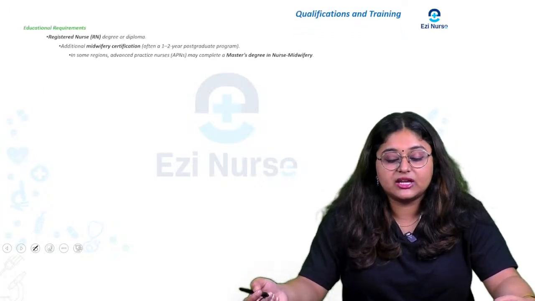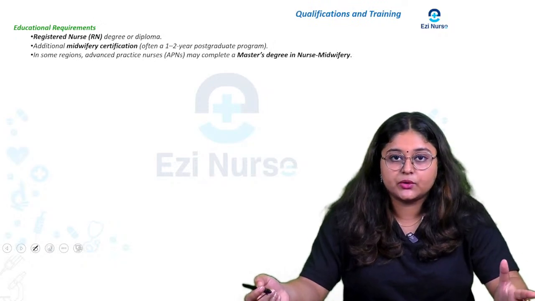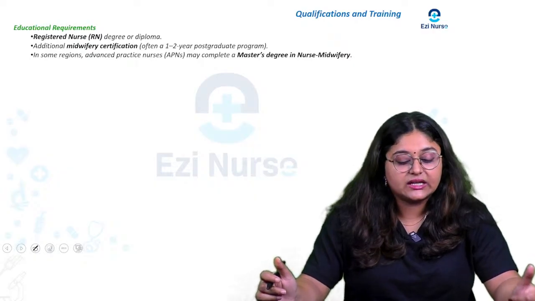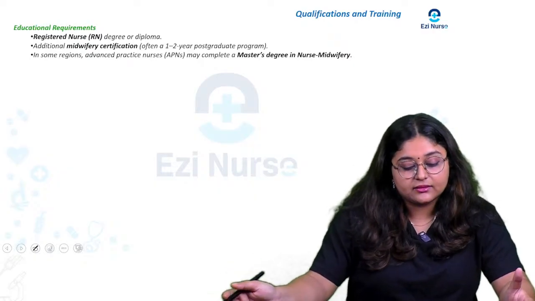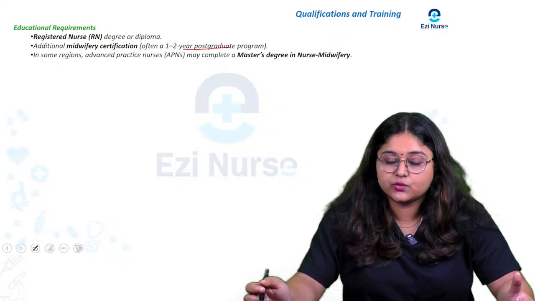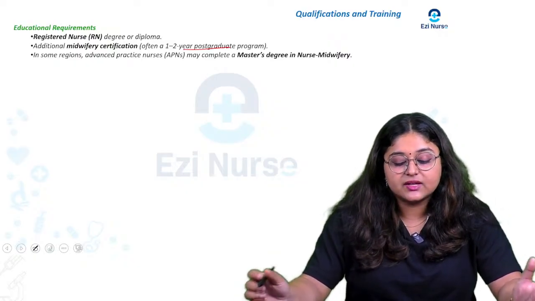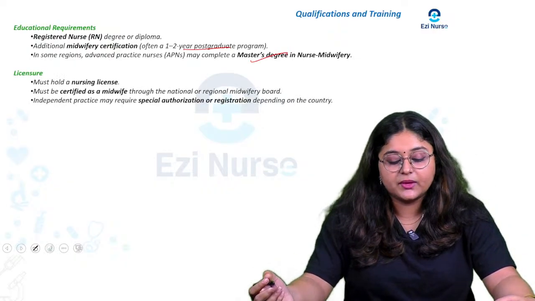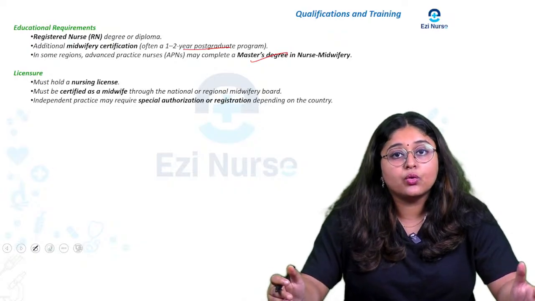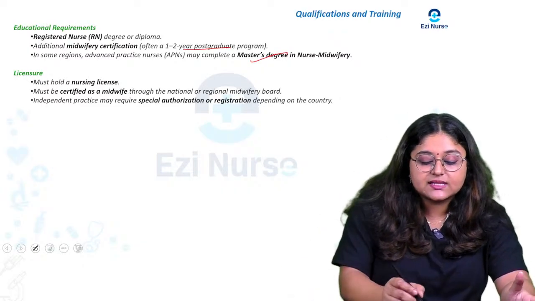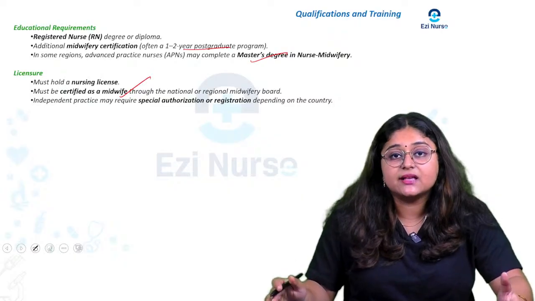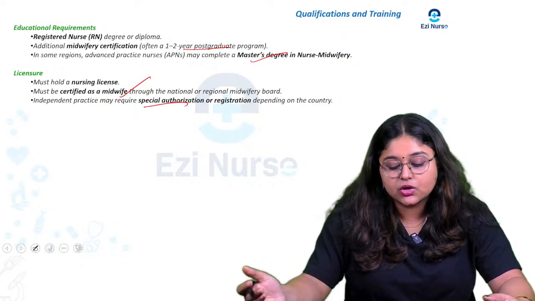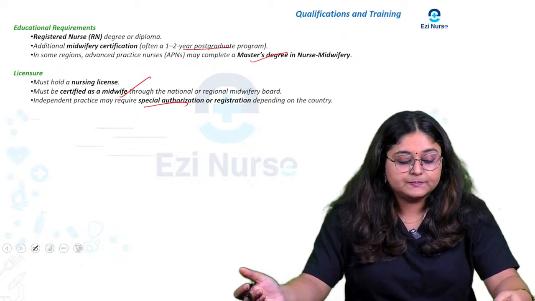Now come to the qualification and training. So first is the educational requirements. What education should be done for that particular nurse? First is a registered nurse degree or diploma, plus a midwifery practitioner program, often 1 to 2 years as a postgraduate program, and in some regions or for advanced practice, a nurse may complete a master's degree in nursing midwifery. Next is licensure, must hold a nurse license. They must be certified as a midwife through the national as well as regional midwifery board, and independent practice may require special authorization or registration depending on the country.